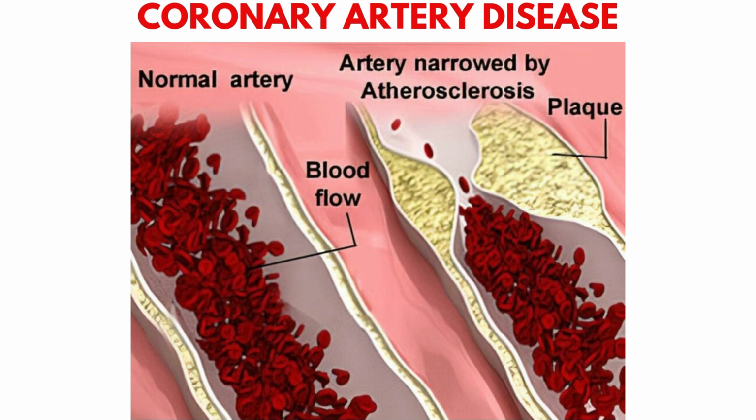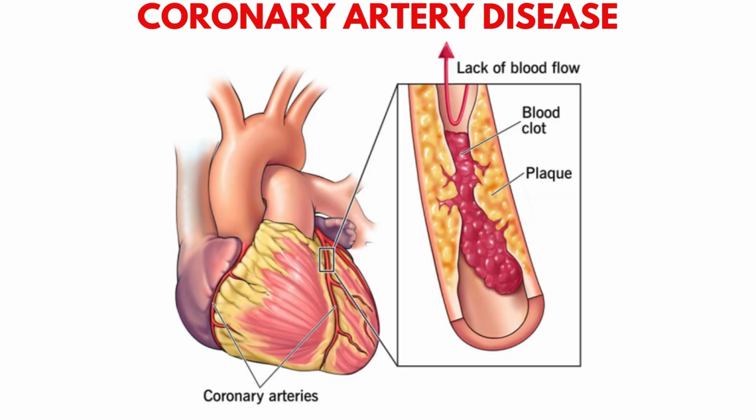Atherosclerosis begins as soft deposits of fat that harden with age, often referred to as hardening of the arteries. Atherosclerosis can occur in any artery in the body. When the atheromas or fatty deposits form in the coronary arteries, the disease is called coronary artery disease.